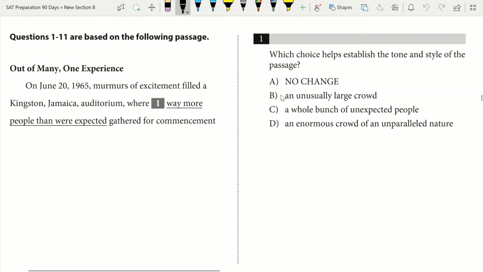Okay, so questions 1 through 11 are based on the following passage. Out of Many, One Experience. On June 20, 1965, murmurs of excitement filled the Kingston, Jamaica auditorium, where way more people than were expected gathered for commencement.